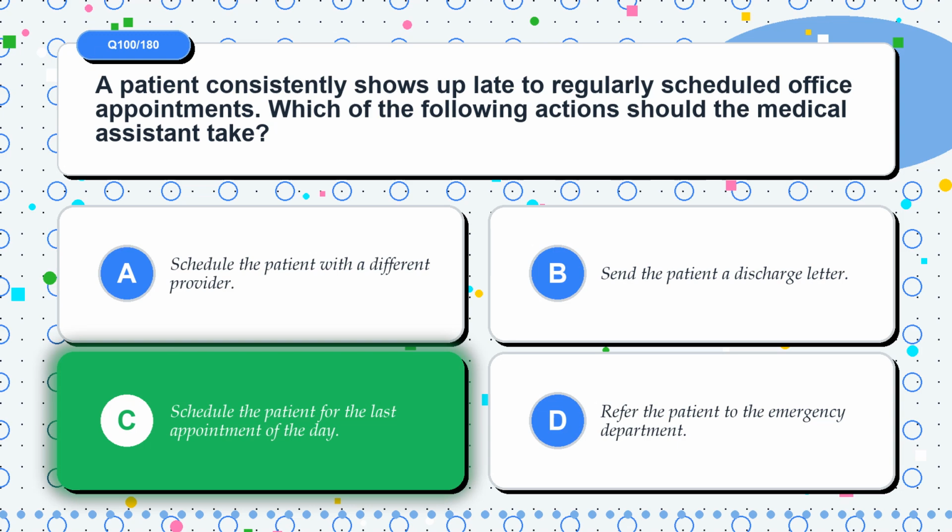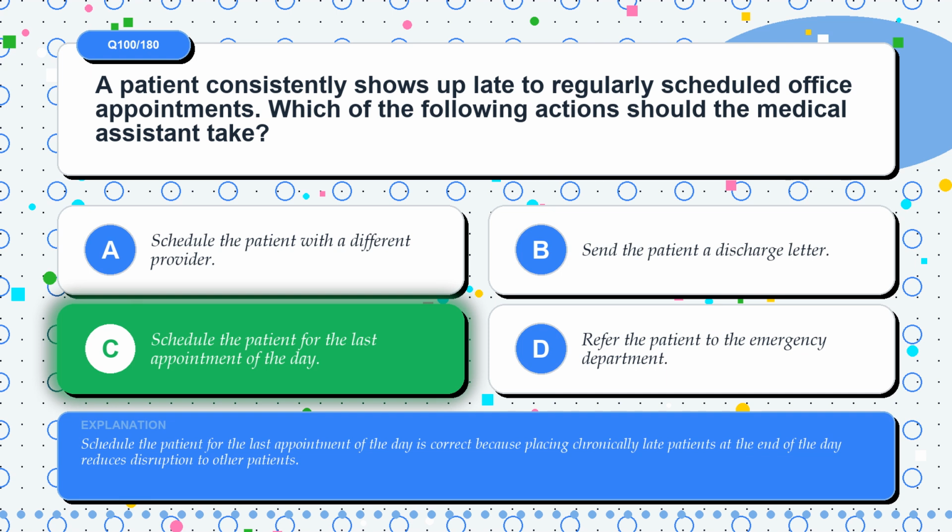The correct answer is option C. Schedule the patient for the last appointment of the day. Schedule the patient for the last appointment of the day is correct because placing chronically late patients at the end of the day reduces disruption to other patients.